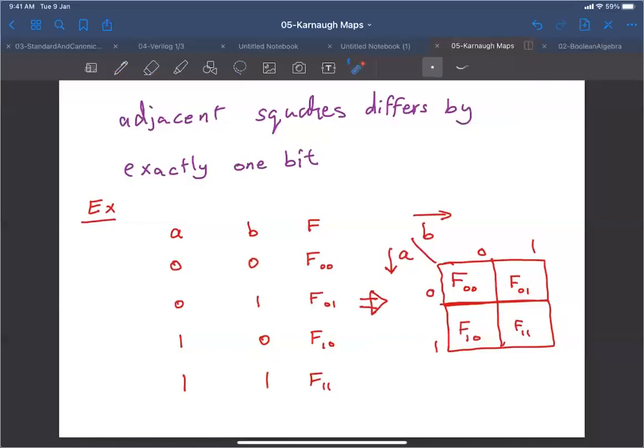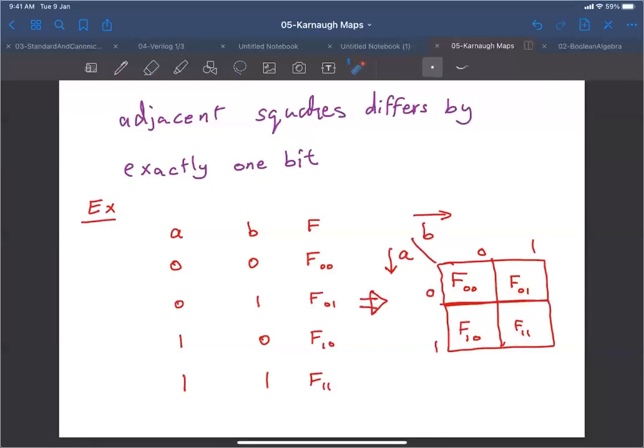Here, it's F0,0 and F1,0. They are adjacent because they differ by 1 bit, okay? And here, again, 0,1 and 1,1. They differ by only 1 bit. And here also 1,0 and 1,1, okay?